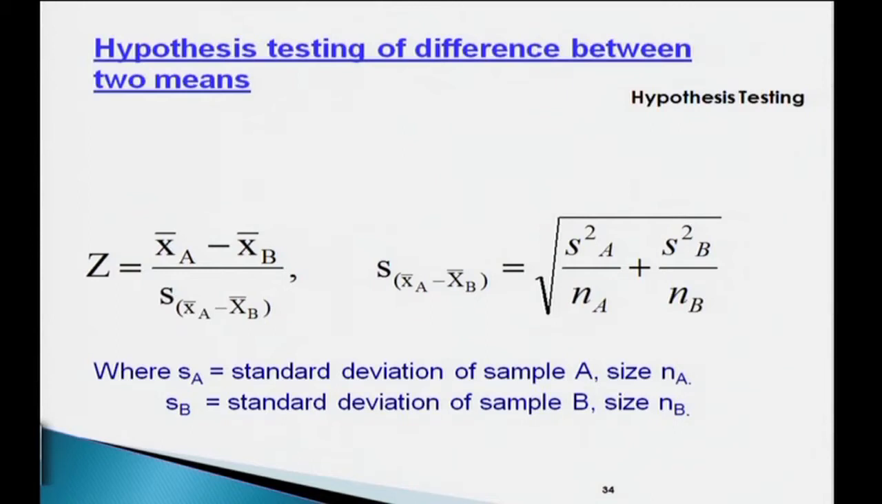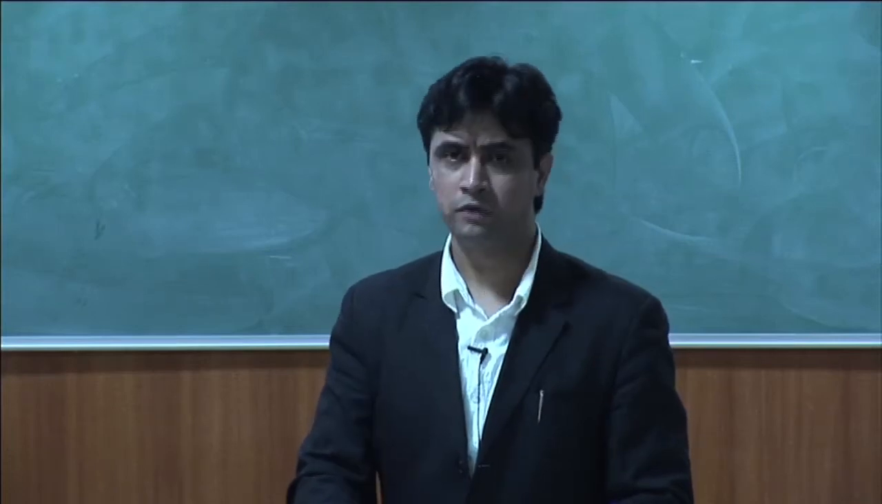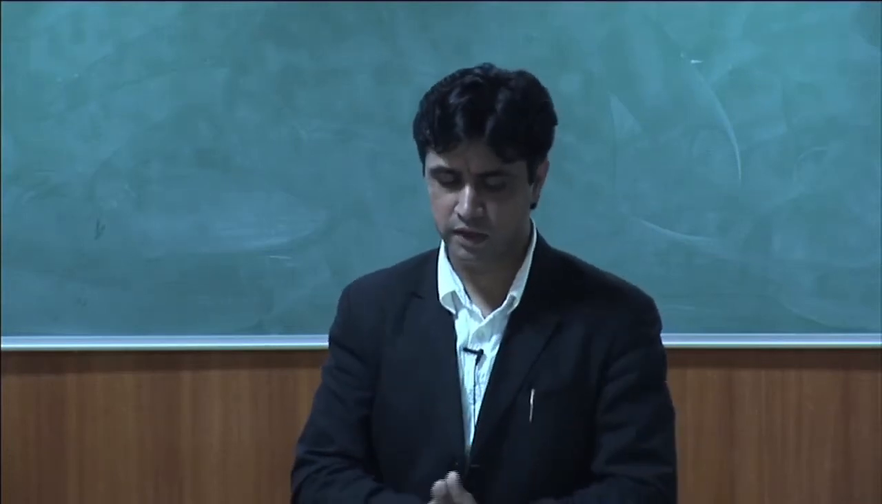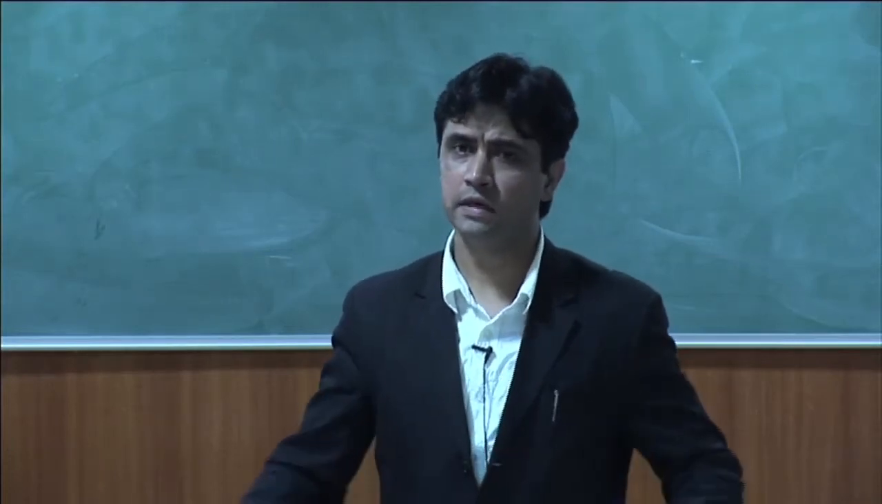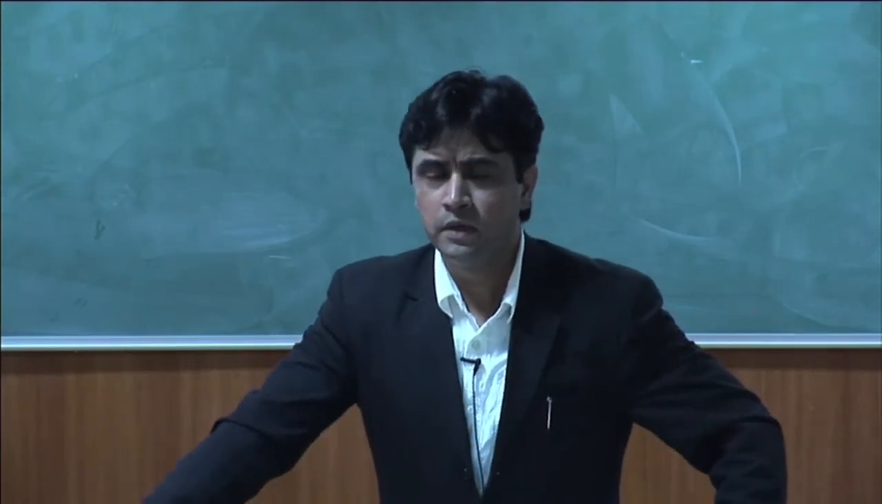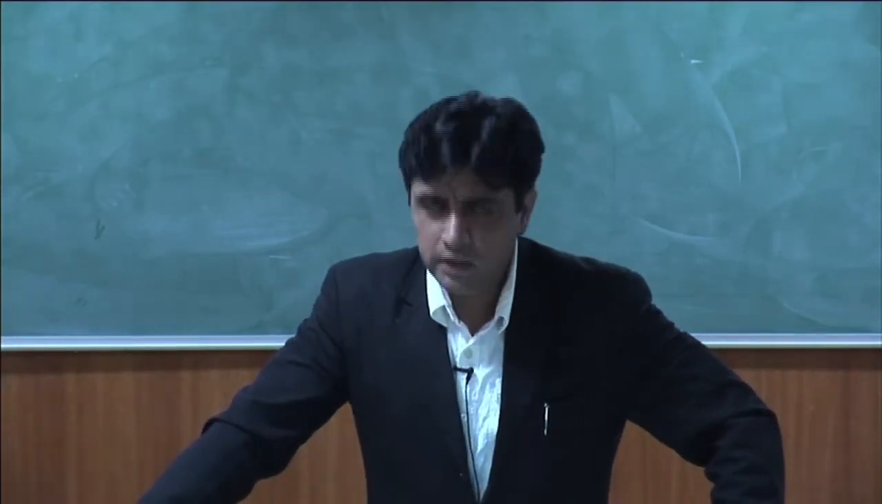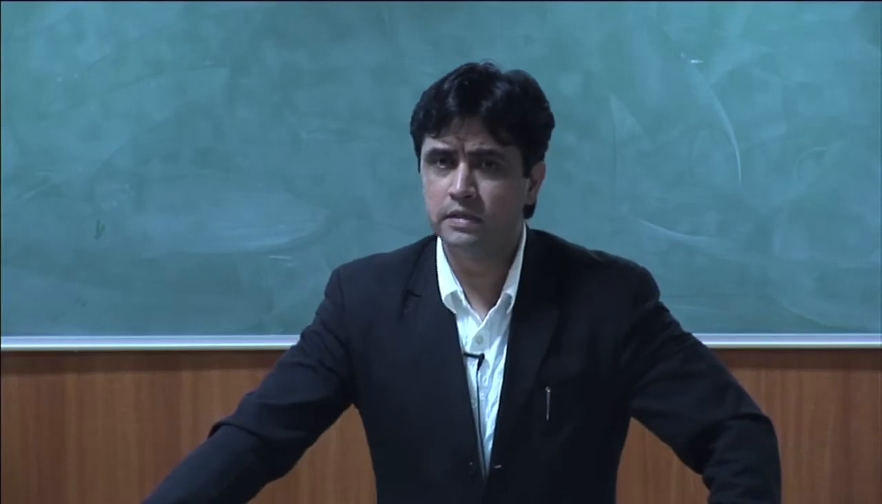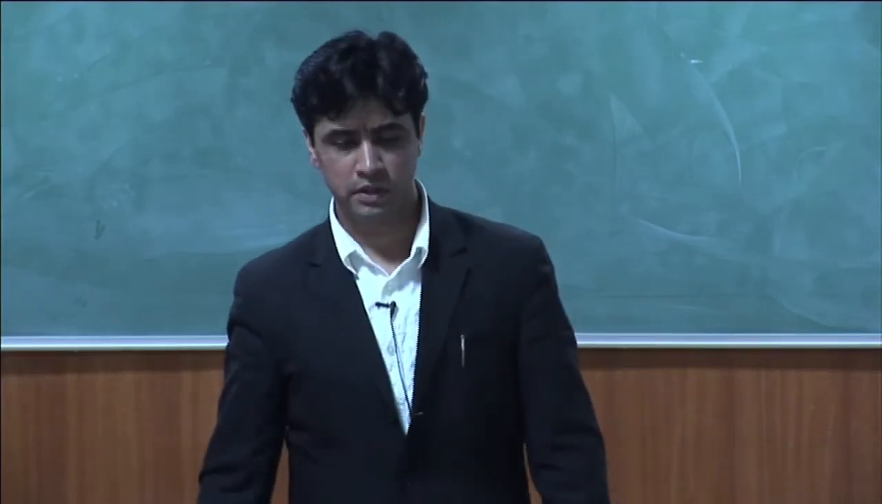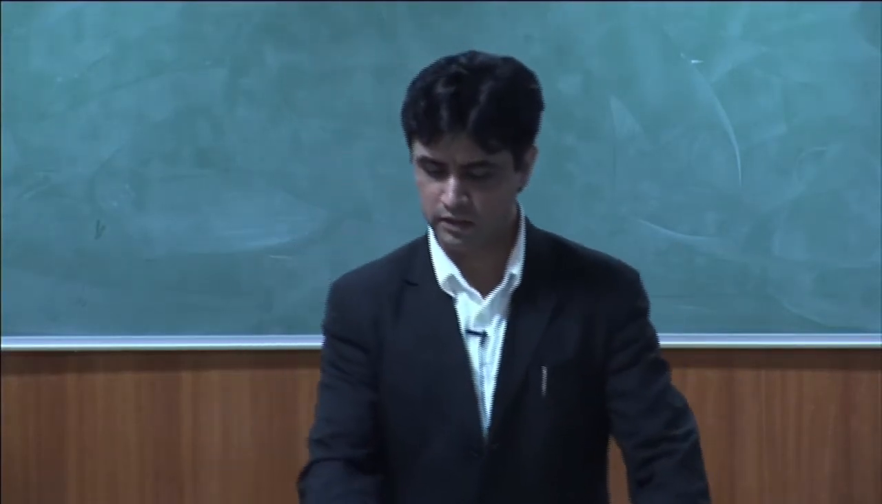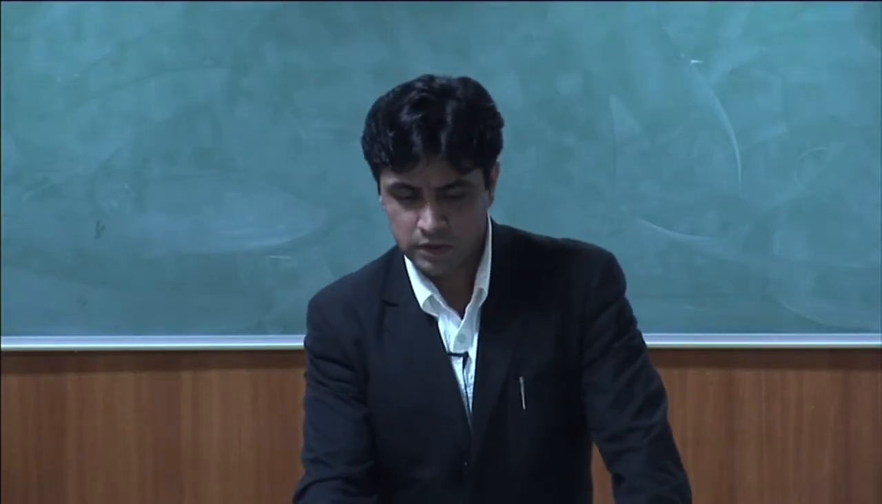We will have to compare that z cal with z tabulated obviously, and I hope you remember at 5% it was 1.96, at 1% it was 2.58. So, just a comparison is needed. If the absolute value of z cal is less than z tab, then we consider that in the acceptance region. If the absolute value of z cal is more than z tab, we consider that in the critical region, and accordingly we accept or reject the hypothesis.